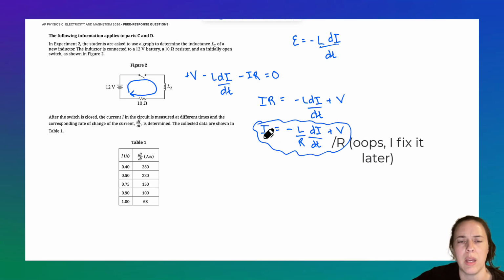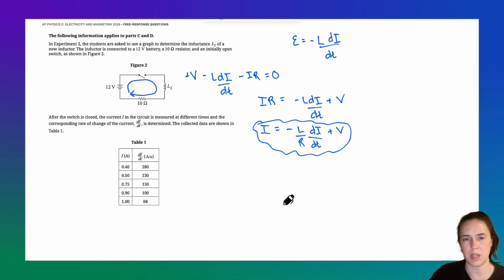So if I put I on my y-axis, oops, I actually did that backwards over in Desmos. Shoot, that's fine. We'll switch them. So if I do I on my y-axis and di dt on my x-axis, that slope should be negative L over R, and the intercept should be the voltage of my battery over R. So let me switch those Desmos values really fast. Oopsie, I just realized I forgot to divide V by R too. Good catch.